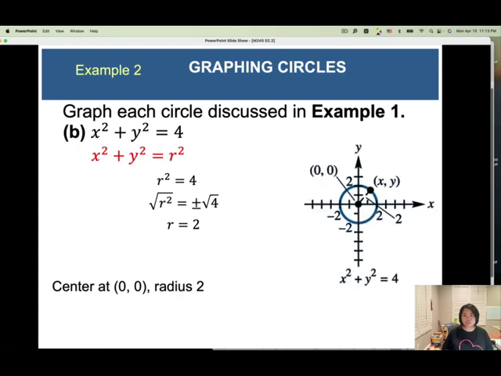So sketch here. The radius is going to be 2. 1, 2, 1, 2, 1, 2, and 1, 2 here. So join these 4 points together to make a circle.